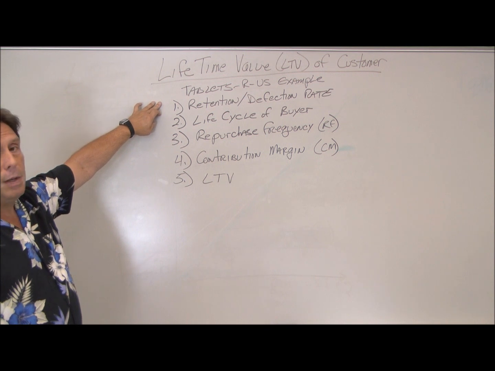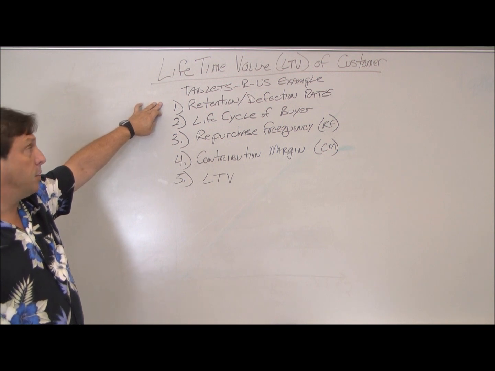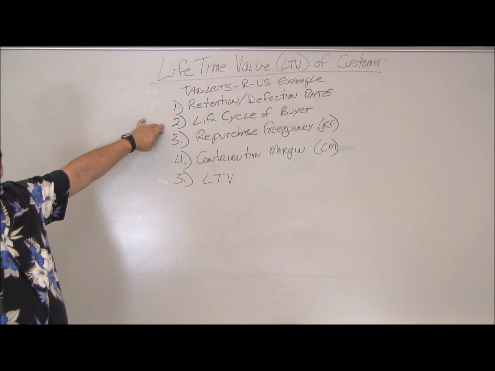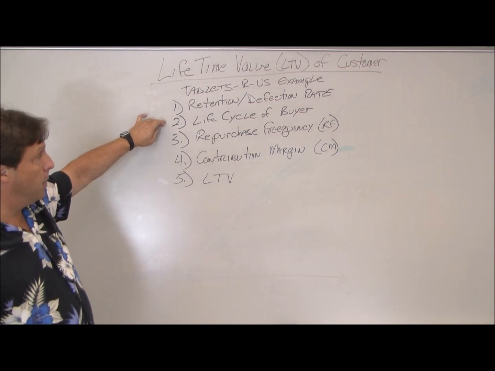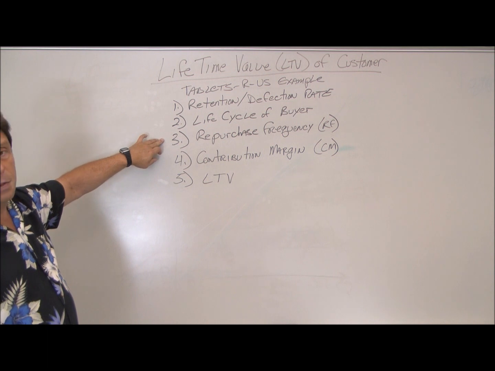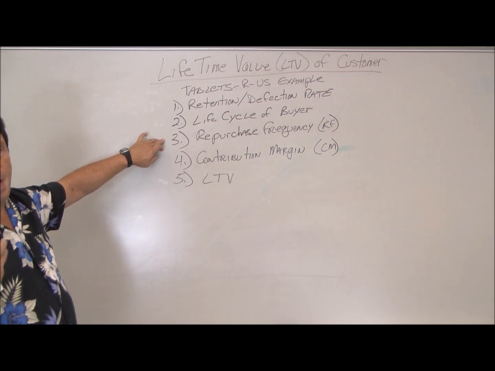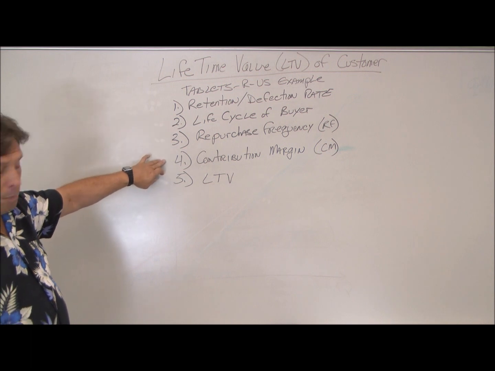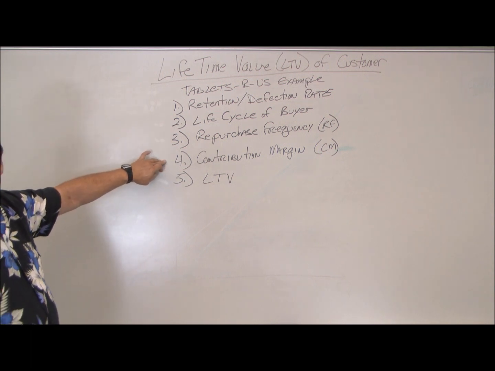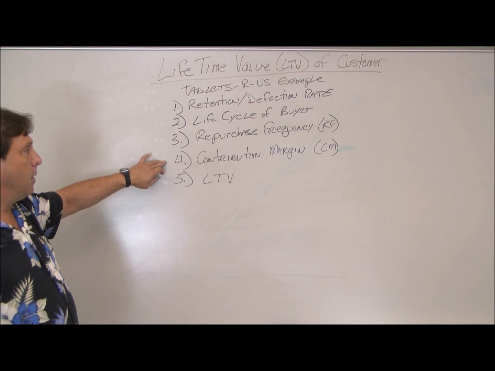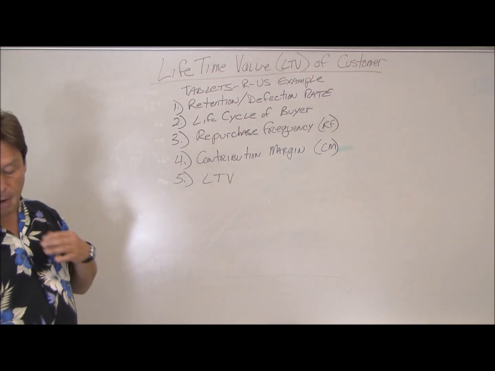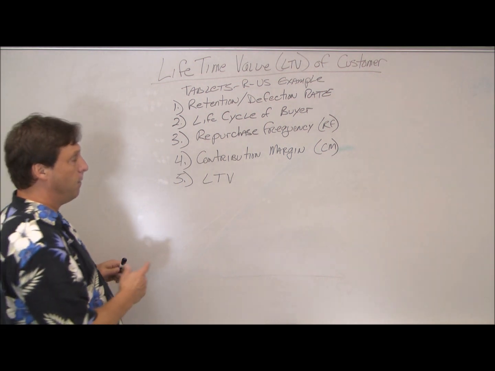We have to know the retention or the defection rate, the life cycle of the buyer, which is how long the buyer will stay with us, the repurchase frequency, how many buys does a customer do in a year, and the contribution margin, how much each customer over their lifetime contributes to overhead and profit. And from these, we can calculate the lifetime value.